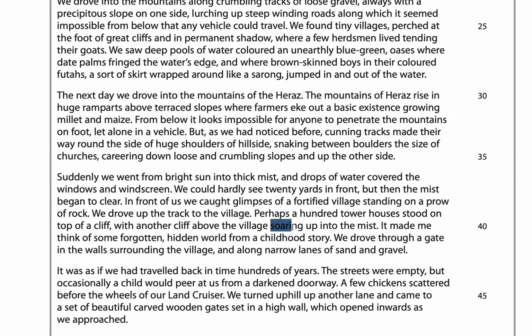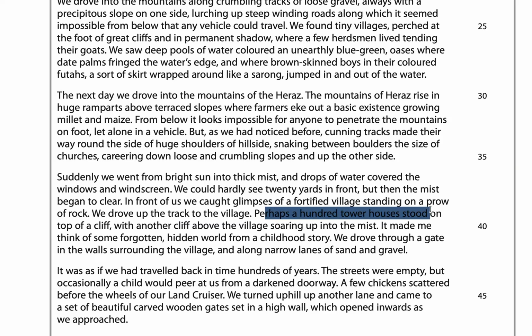Again, another cliff above the village soaring up into the mist. Soaring up means what? It's like going up, like those cartoons where you plant a leaf and the leaf just rockets up. It grows so fast, that's what it kind of means. So there is a lot of cliff. Again, you see the top of a cliff.